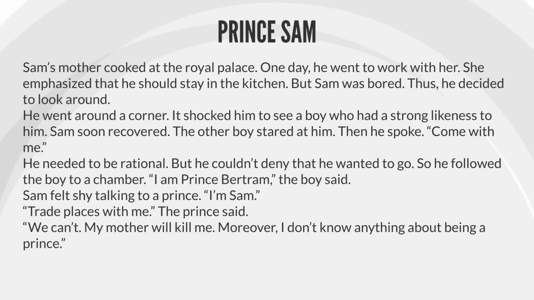Prince Sam. Sam's mother cooked at the royal palace. One day, he went to work with her. She emphasized that he should stay in the kitchen. But Sam was bored. Thus, he decided to look around. He went around a corner. It shocked him to see a boy who had a strong likeness to him. Sam soon recovered. The other boy stared at him.